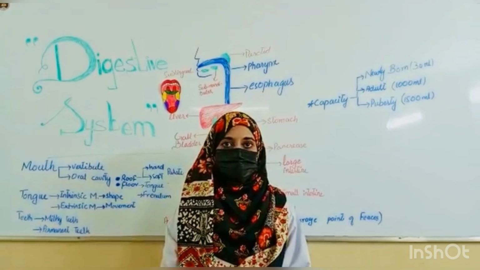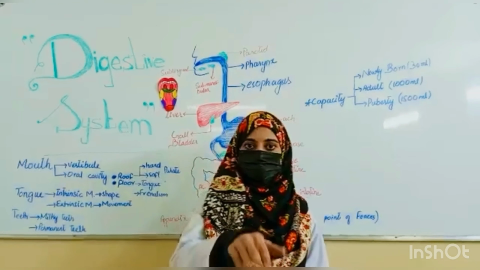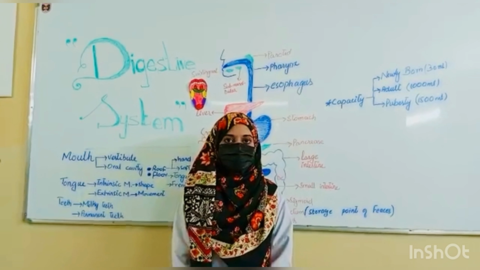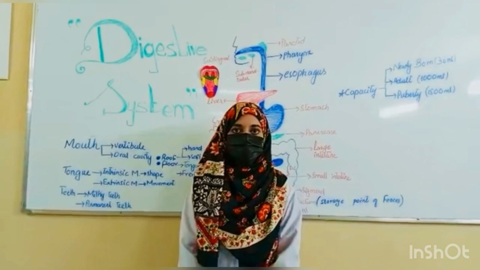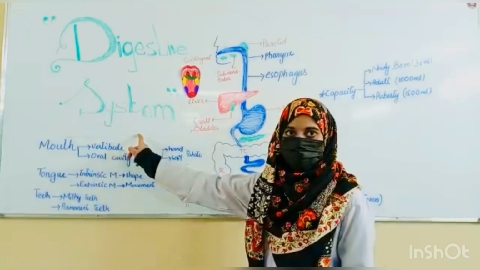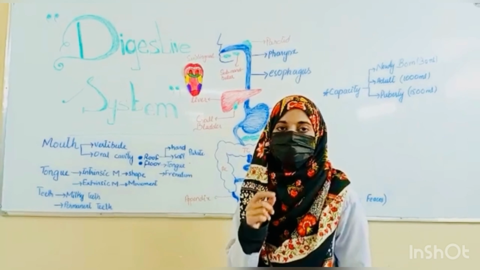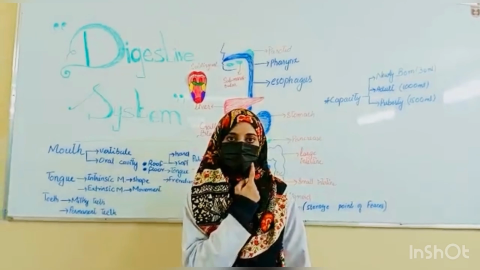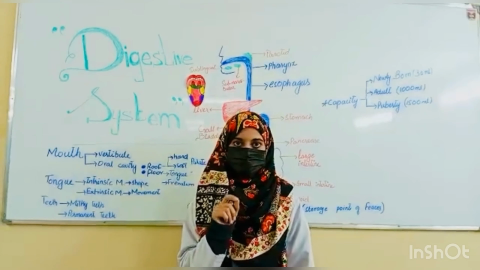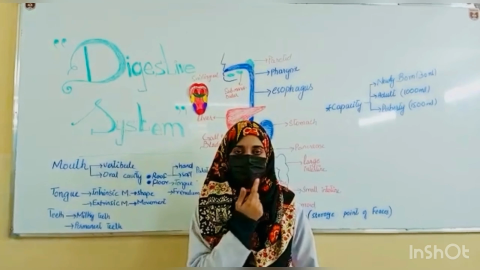Our mouth consists mainly of two parts. The digestive system starts from the mouth, and the mouth has two parts, the vestibule and the oral cavity. The vestibule consists of two parts, the external part and the internal part. Mainly, the external part consists of our cheeks, which are also called the buccinator muscles. The buccinator muscles are very important for the movement of the cheeks.